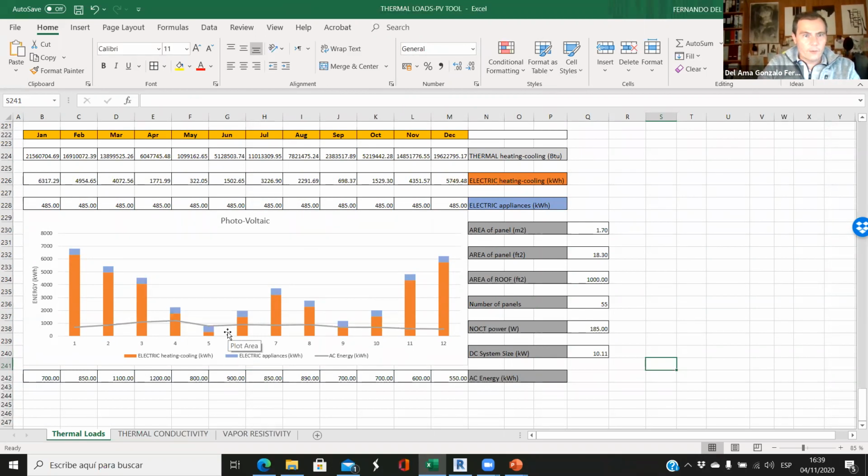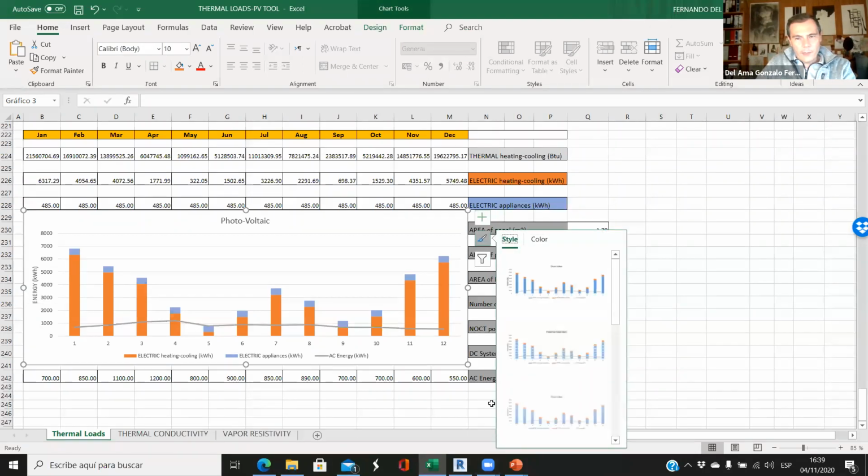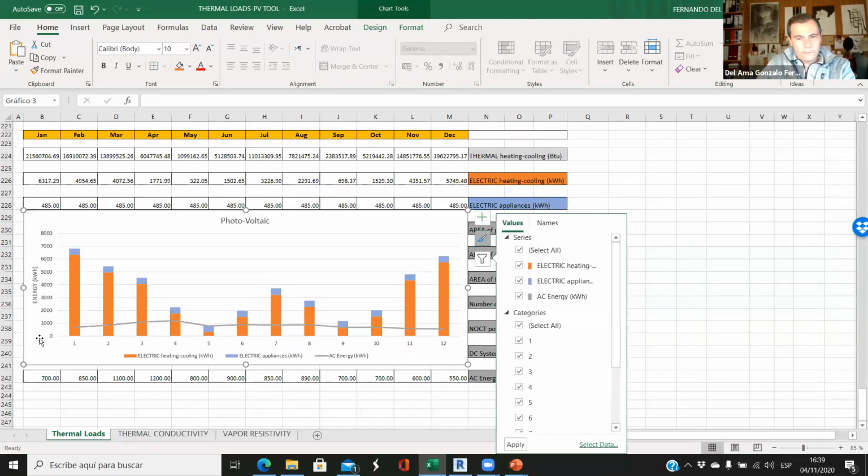We are far from a zero energy building. Well, in May, it's perfect because I think the demand and the production are the same. Perfect. In September, well, we are close to the zero energy building. In December and January, we are very far, and even in July, we are far from the zero energy building goal. Okay, so we can copy this.